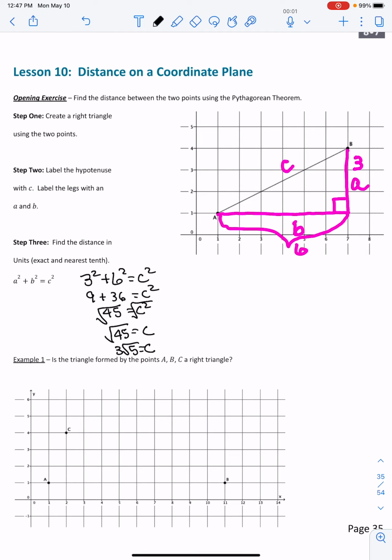So now, to give the approximate answer to the nearest tenth, when we multiply that out, we would have approximately 6.70820932, rounded to the nearest tenth, would be 6.7. So the next thing that we're going to do, it says, is the triangle formed by points A, B, and C a right triangle? We need to figure that out.